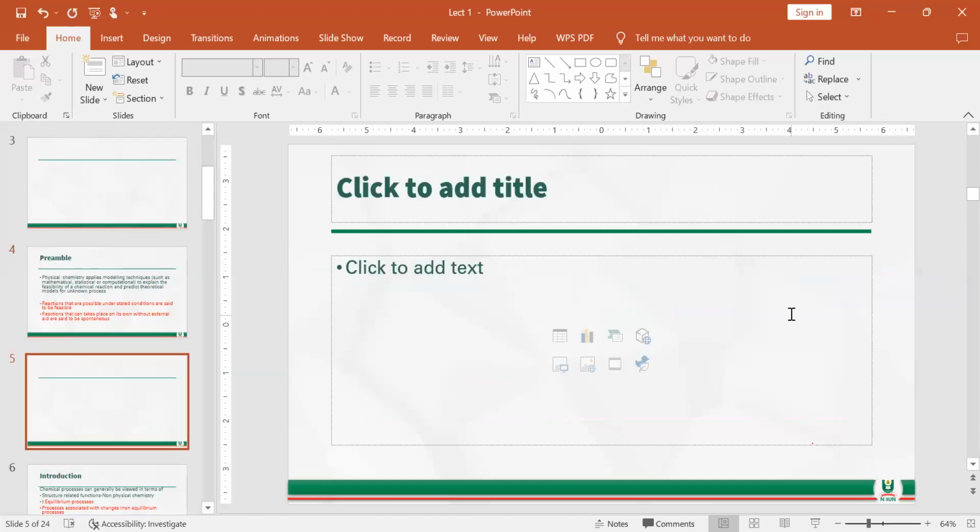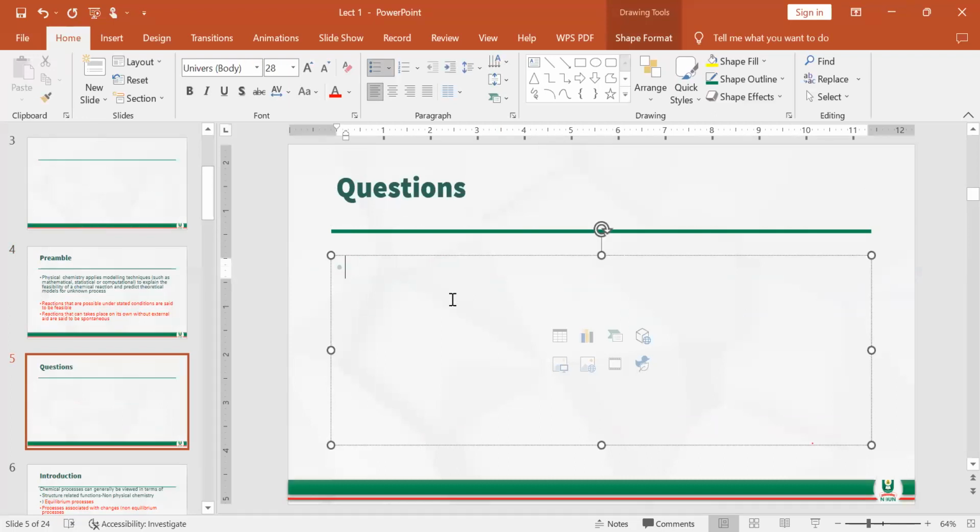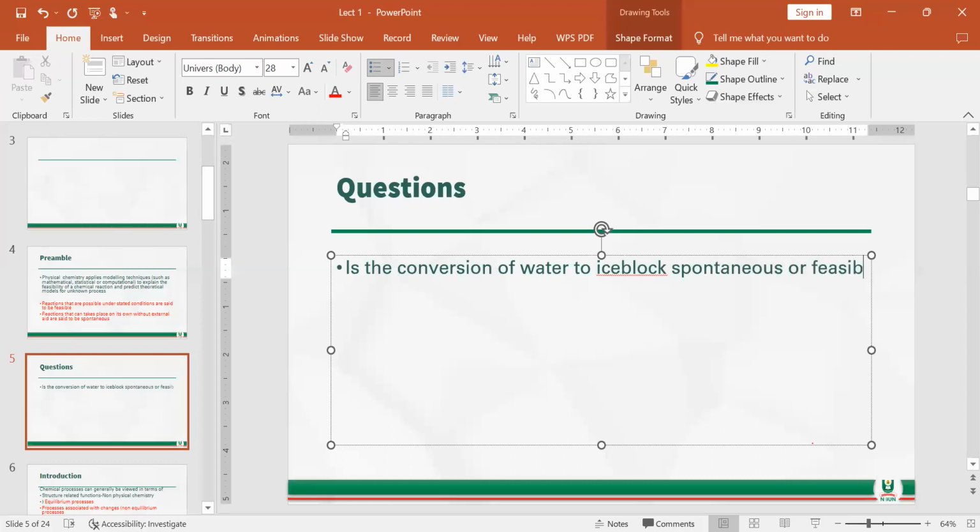Let's take one question and test yourself. We will run many questions as we go. Is a conversion spontaneous or feasible? And what's the answer? The answer is simple. It is feasible, it's possible, but it's not spontaneous.